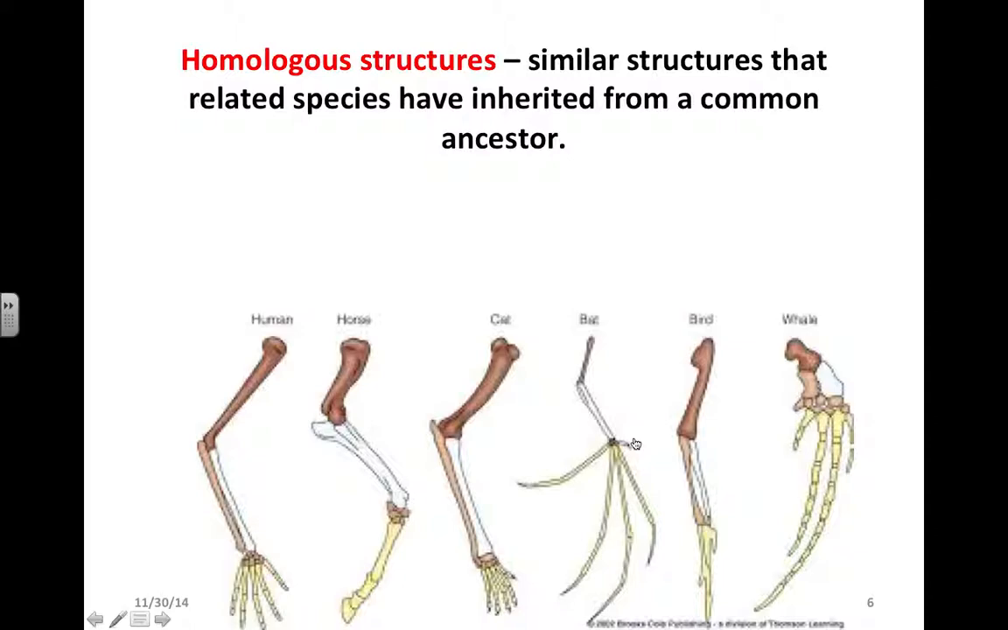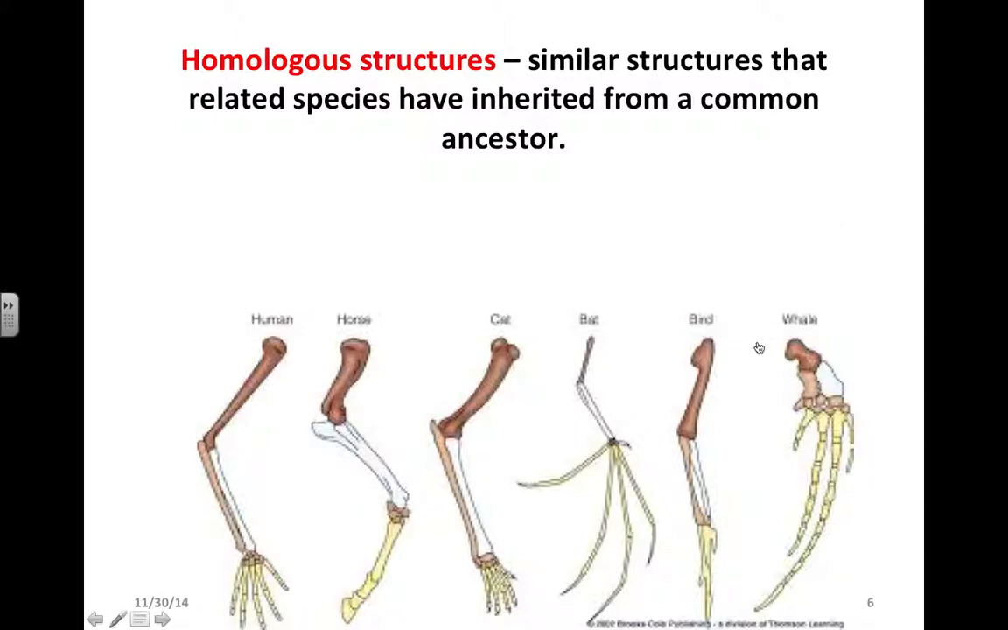It's in red. Make sure it's highlighted. These are similar structures that related species have inherited. And the idea is that we already know that we get our genes from inheritance from parents, but if you go back through time, there must have been some kind of common ancestor back there, maybe perhaps millions of years ago, passing on genes throughout the years.